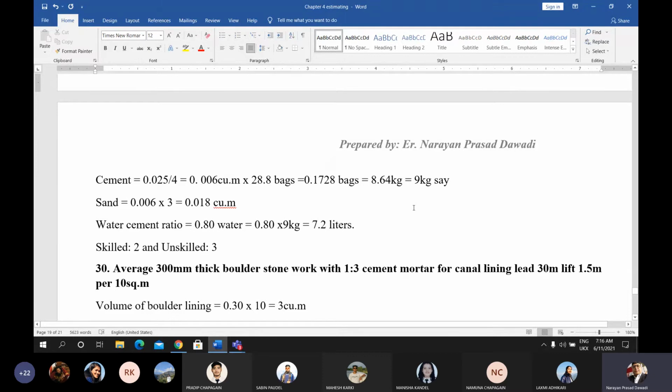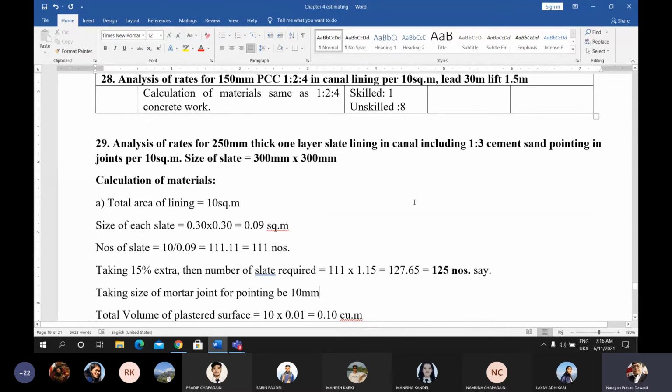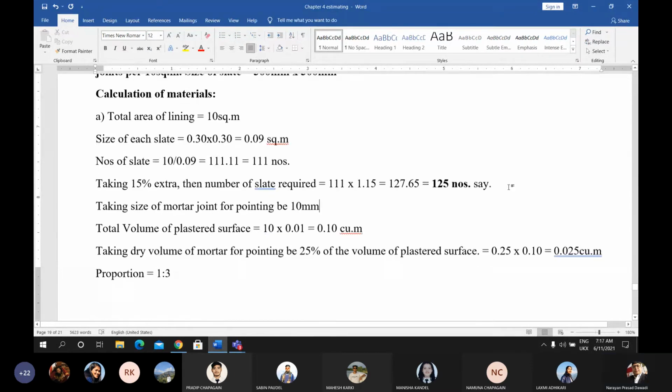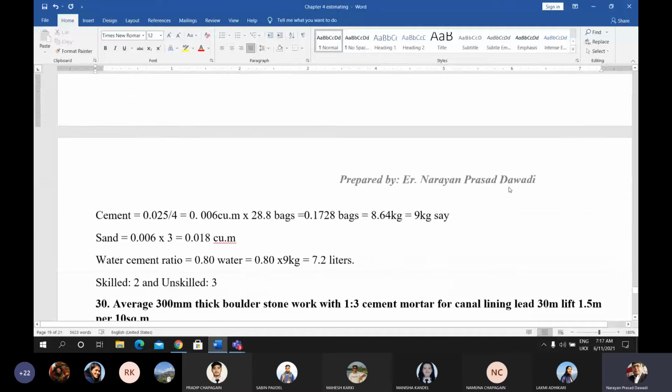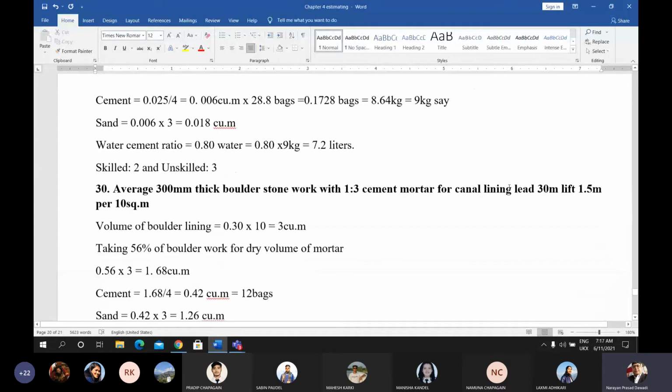Okay, and add, you will get the grand total for laying the canal lining using the 25 mm thick slate of this size, which is provided with 1 cement sand pointing. Okay, this is the analysis of rate for canal lining using the slate.